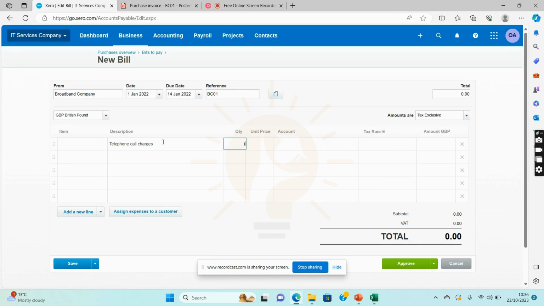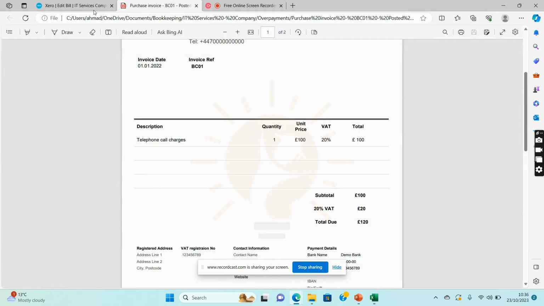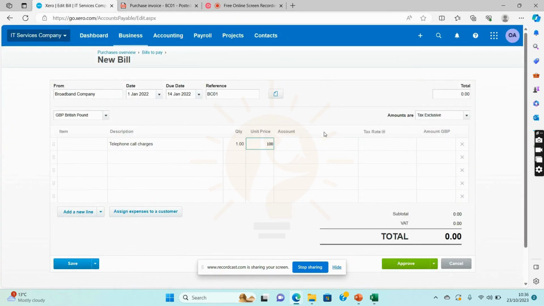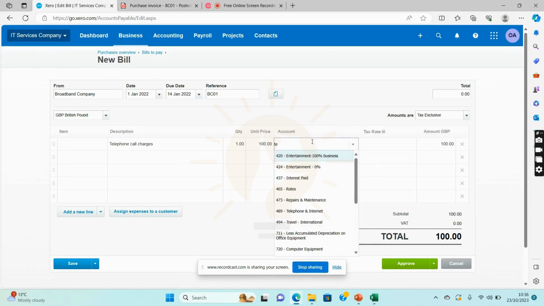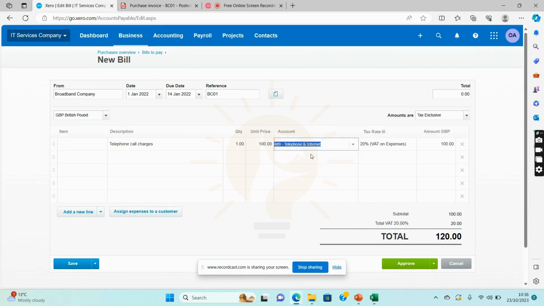Quantity 1. And the unit price is, what's the unit price? £100, okay. £100, and the account code should be telephone and internet. And the tax rate is standard rate 20%. And yes, the total due amount is £120.